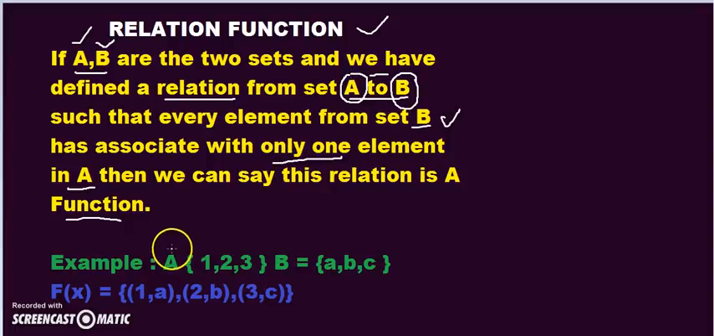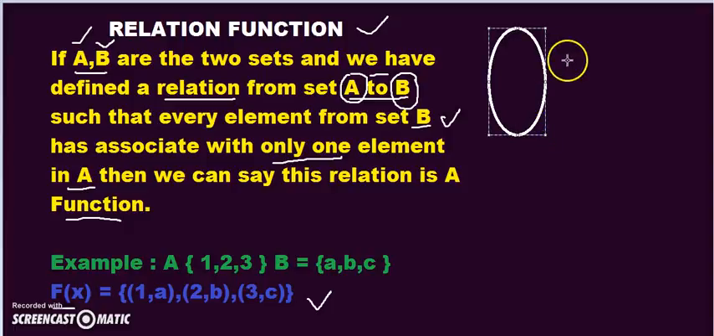So here we'll see an example. I have set A with elements 1, 2 and 3. Set B has elements A, B and C. Now I have defined a function such that my ordered pairs are (1, A), (2, B) and (3, C). Then I can say this is a function. So let us draw the diagram for my example.